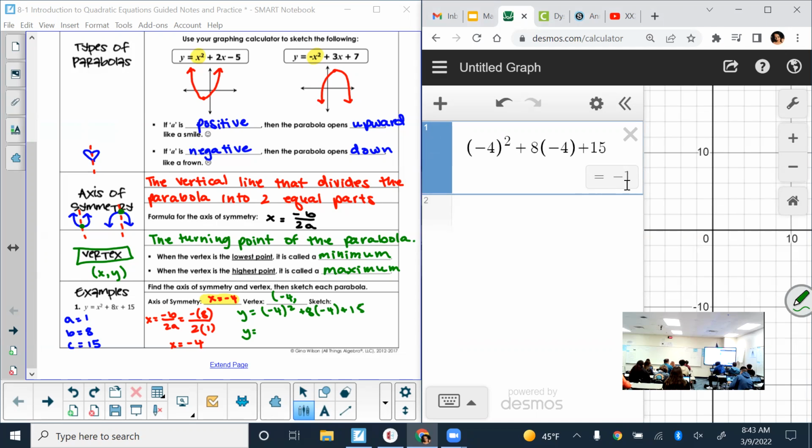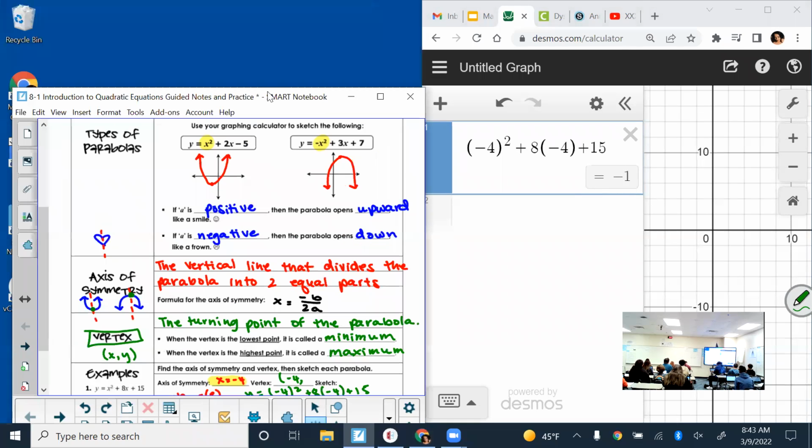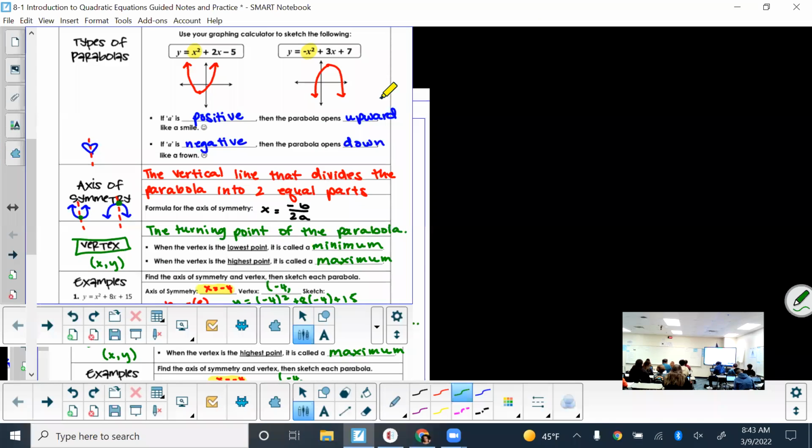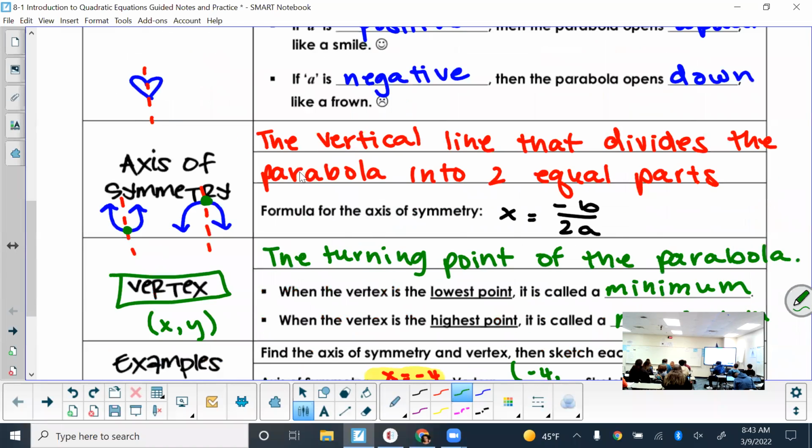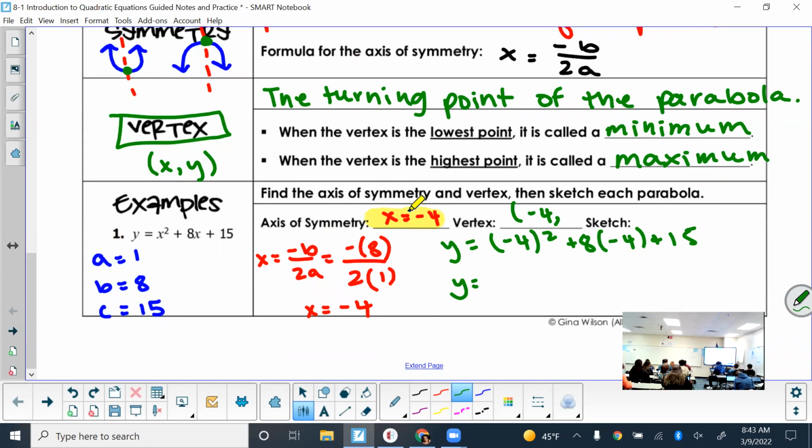And if you're getting anything other than -1, let me know. All right, but y equals -1. So that's the y value of my vertex. Again, I could always do it by hand, but sometimes you guys make silly mistakes. So I'm fine with you using a calculator.